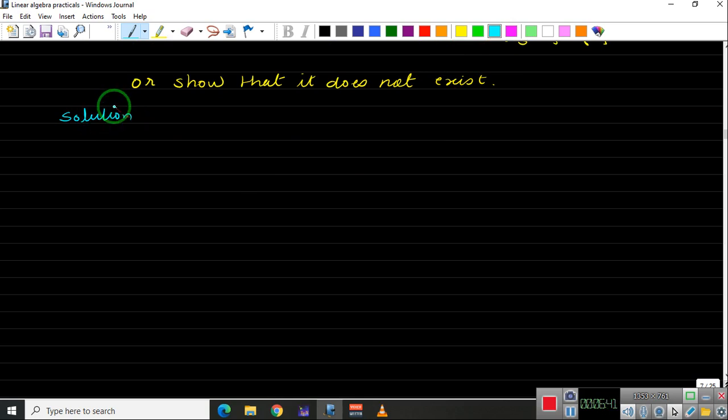We need the row reductions. Okay, elementary row operations. So first let us form the augmented matrix.